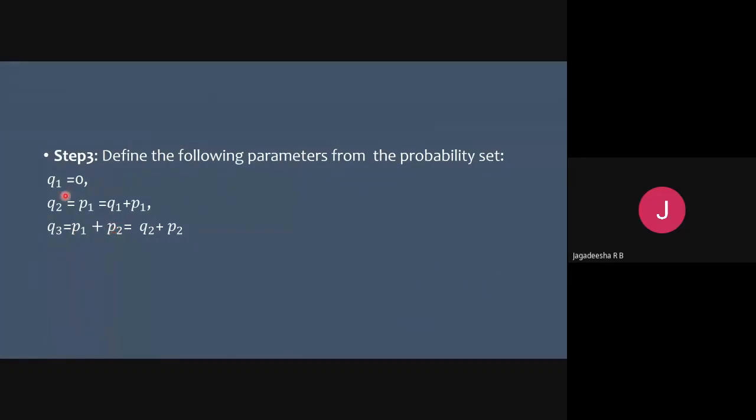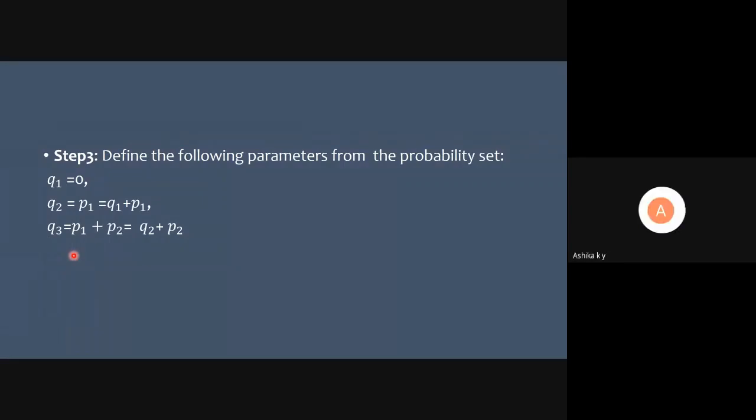If someone knows the answer, please unmute and answer this question, because it will follow a pattern here. The first one is 0. The second one is equal to the probability of the first one. The third one is equal to the probability of the first one and second one. What is Q4? Elvin, can you try? Or someone else? Whoever tries, I will give you 0.5 marks. That's a bonus question. Please tell me your name and the answer. You have 1 minute to answer this question.